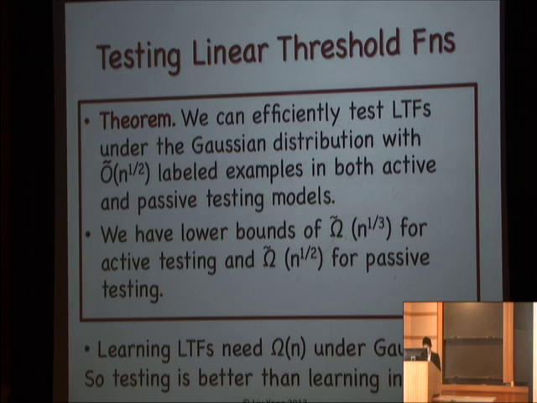Our results for LTFs are stated here. Even in the passive testing model, we find that square root n samples are sufficient. This is better than the omega n samples required for learning LTFs. We also have lower bounds on the number of samples required for testing LTFs. In the passive model, we have a matching lower bound of square root n, whereas in the active testing model, the lower bound is n to the 1/3. It would be really nice if we could close this gap.